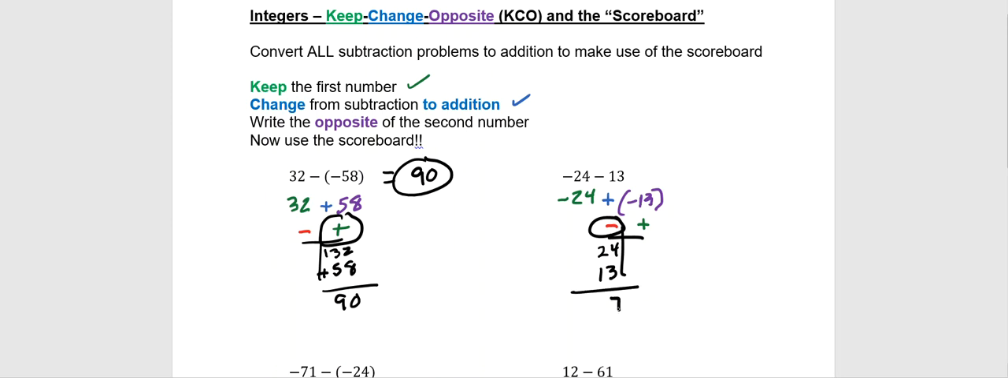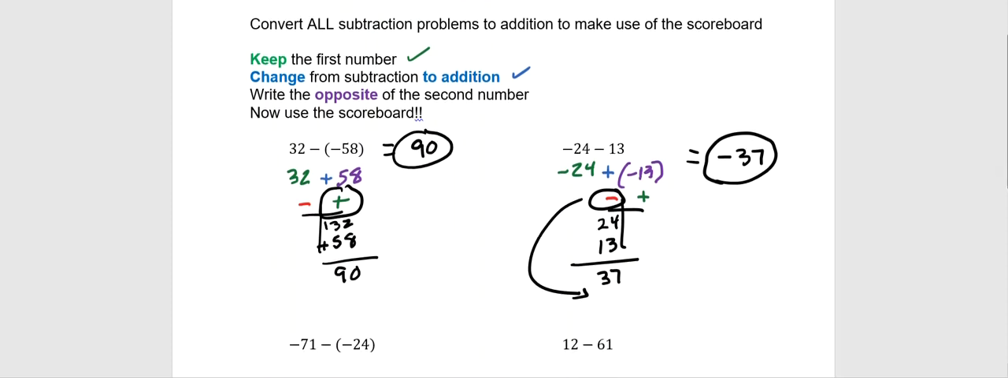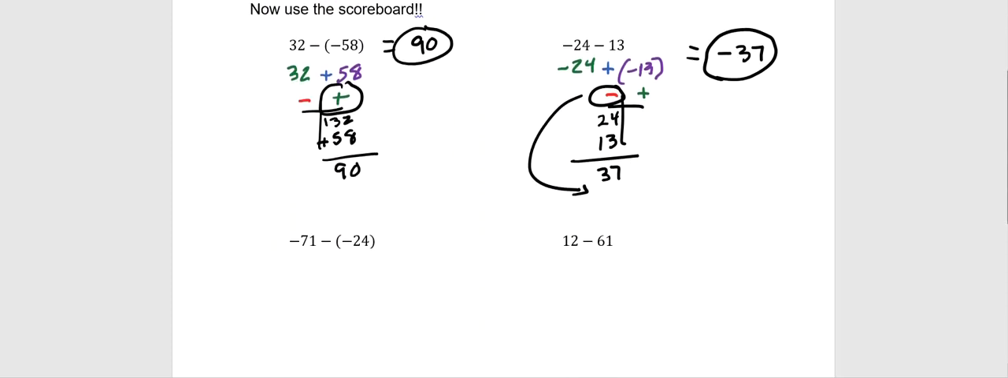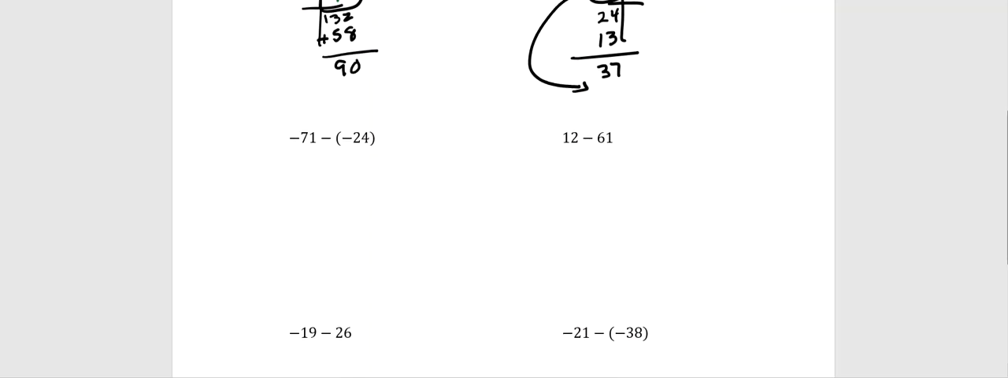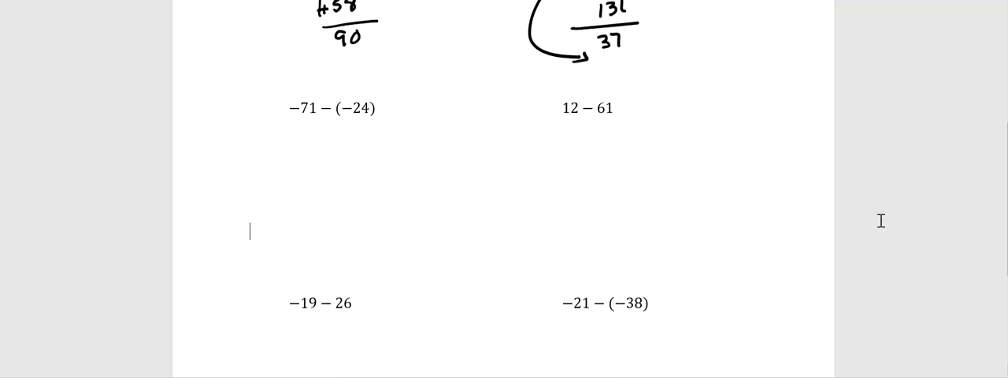4 plus 3 is 7. 2 plus 1 is 3. And don't forget to carry that sign down. So our final answer is negative 37. So both of these were examples of using keep change opposite and turning out to be problems where we were adding the same sign. So I'm just simply going to set up one more of these problems for you, and I'll ask you to then continue with the rest of the page.